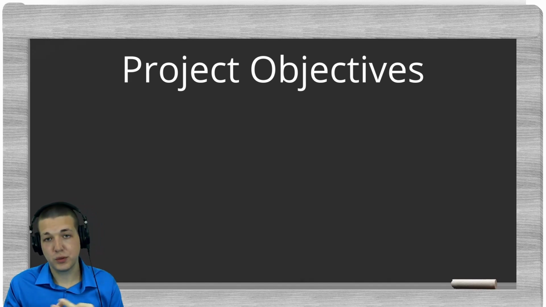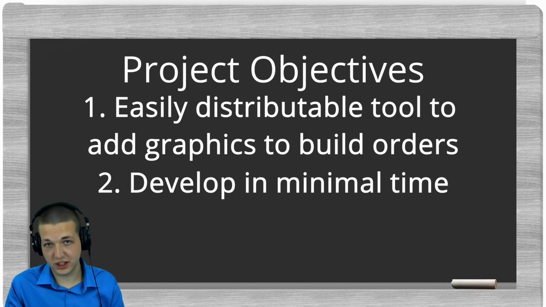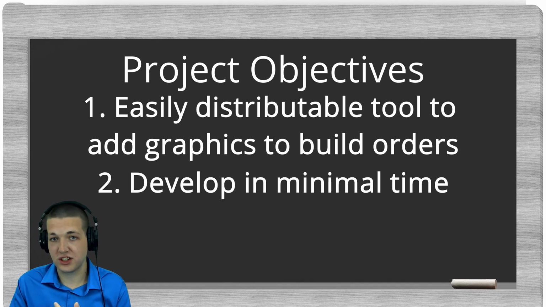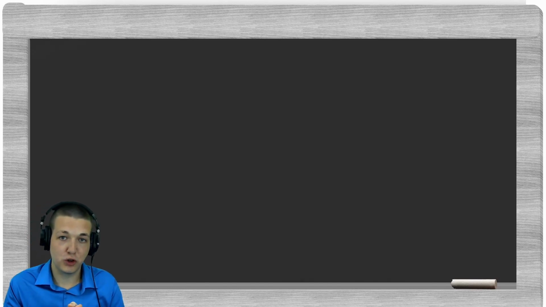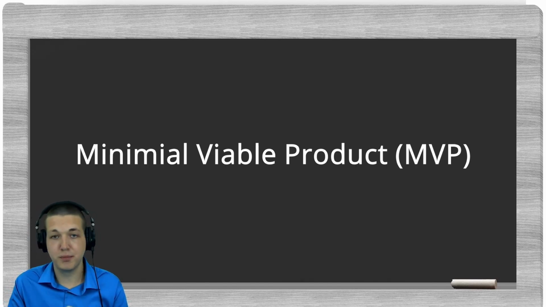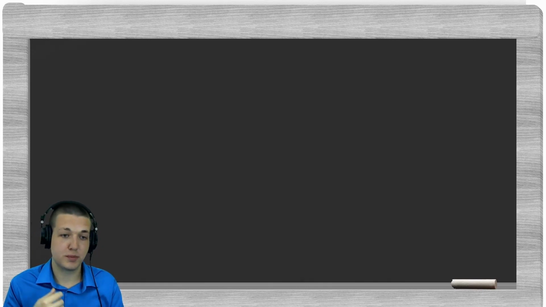My goal was twofold. One, build an easily distributable tool that allows users to add graphics to their build orders, and two, do so in little time. This is a passion project, so obviously I can't spend months and months on this, but I still wanted to reach my initial goal. So that's what led me to move forward with an MVP, or a minimal viable product. I wanted to build as small of an application as possible that would still reach my initial goal.